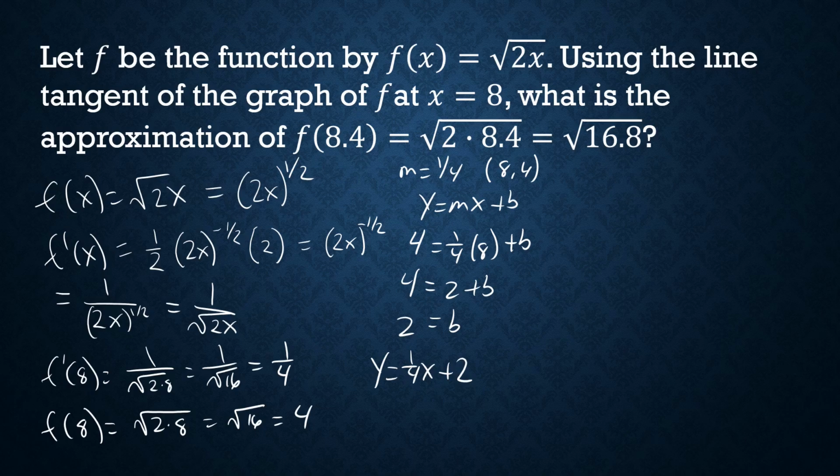Now if we want to approximate f of 8.4, we can use this line and plug in 8.4. Now this problem was from the non-calculator section. So what we need to do here is change our 8.4 to 84 over 10. And then we need to work this out by hand. That gives me 84 over 40 plus 2.